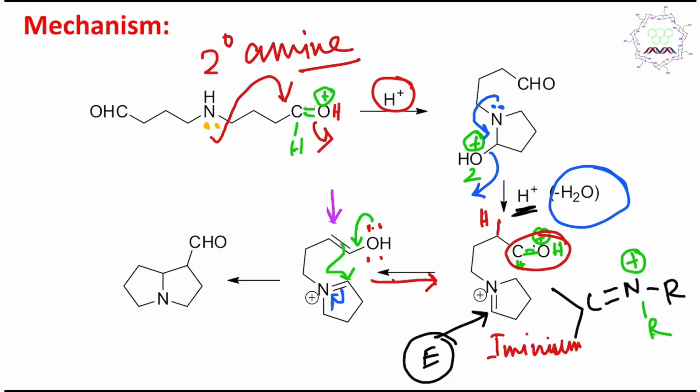So after this nitrogen became neutral, if you look at how many ring formations are possible, 1, 2, 3, 4, sorry, I made a mistake. The count should start from here: 1, 2, 3, 4, 5. So again, 5-member ring formation.